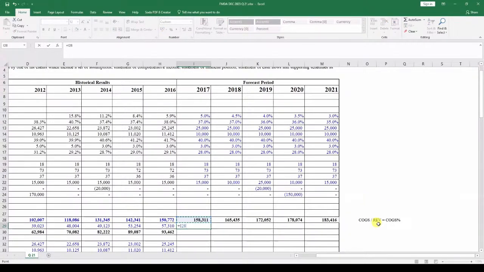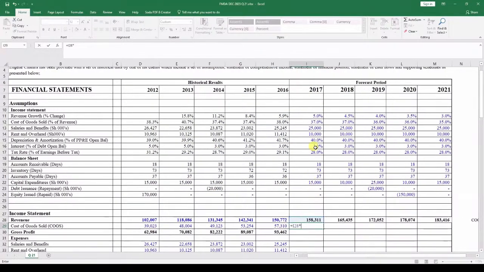We take the revenue and we multiply that with the cost of goods sold percent as a percentage of revenue. Enter there. And the same way we've done before, we just drag it, Control R. The gross profit, because it's a formula, we just drag it, Control R.